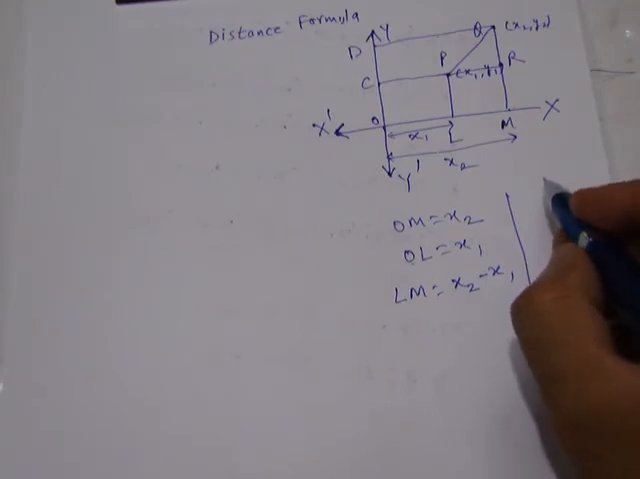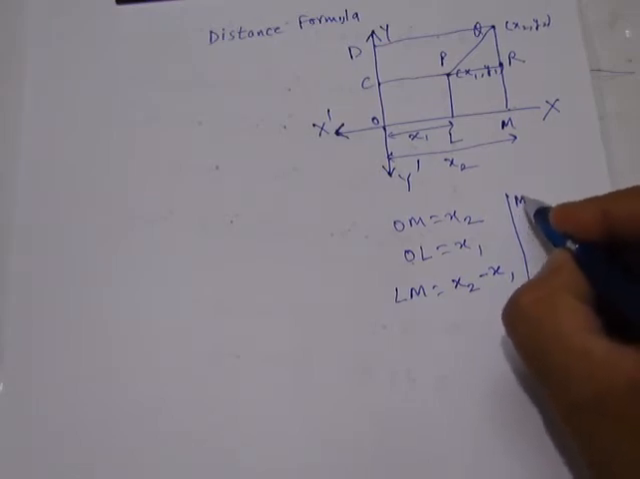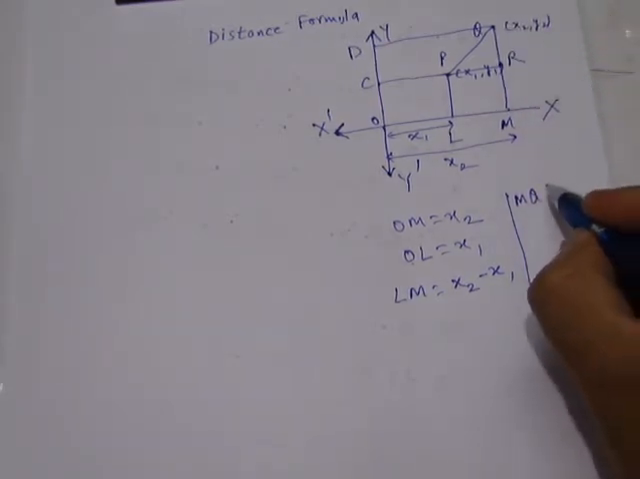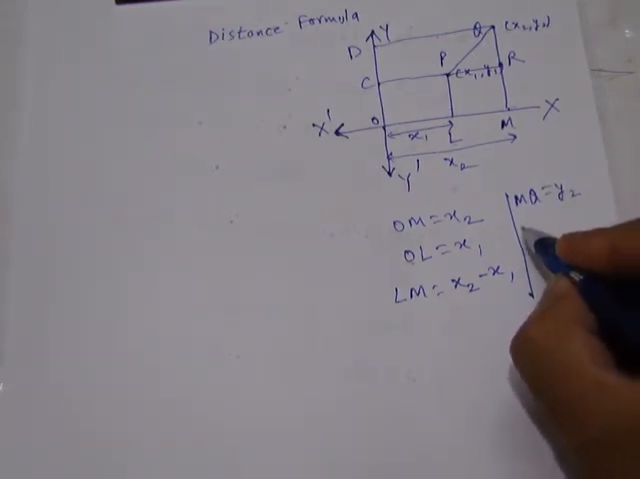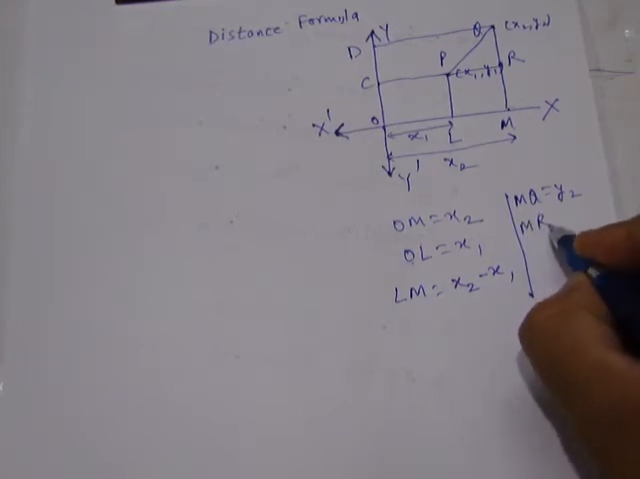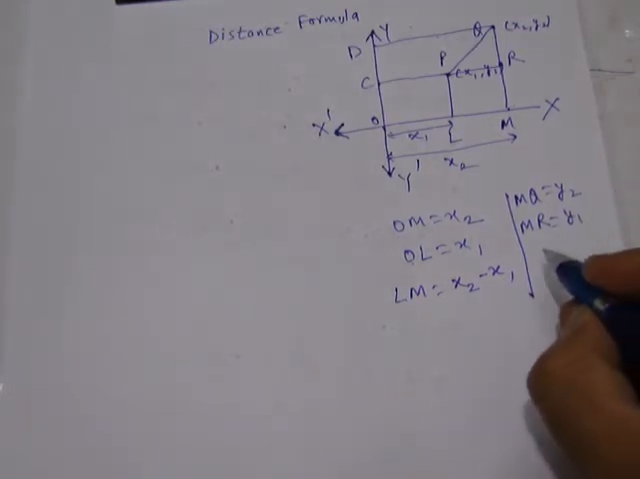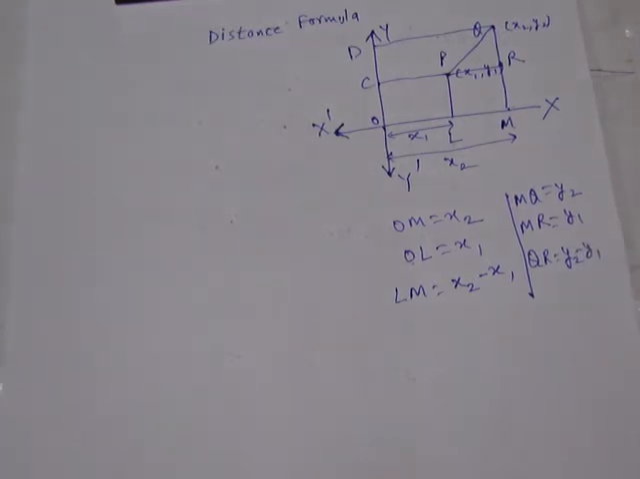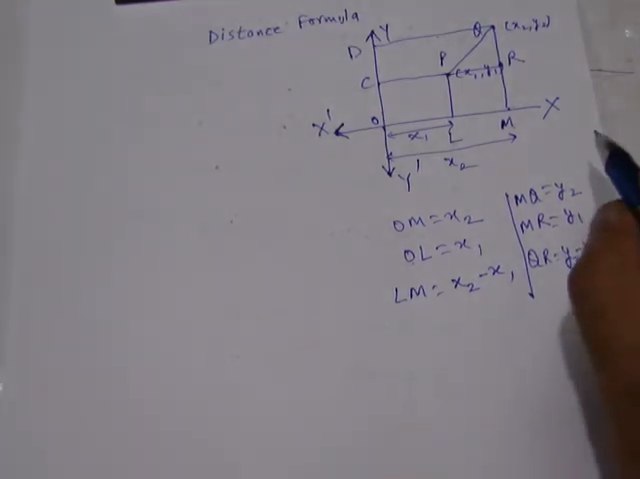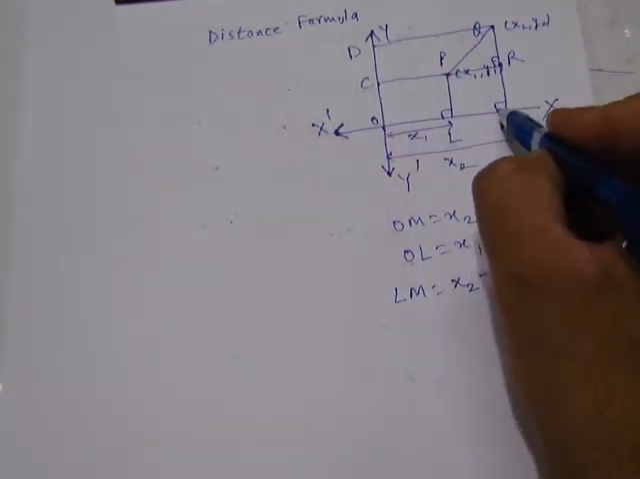Similarly, we can find it for y also. What is MQ? MQ is y2, and what is MR? MR is y1. So then what is QR? QR is y2 minus y1. Okay, now we will apply the Pythagoras theorem in the right angle triangle, because these are all perpendicular and these are parallel lines, so this is 90 and this is 90.